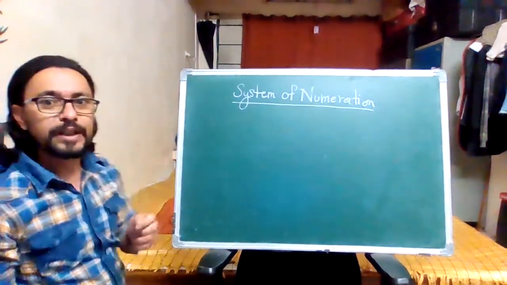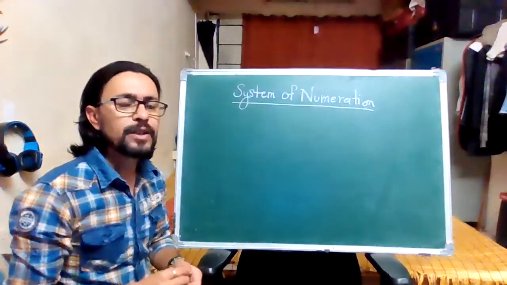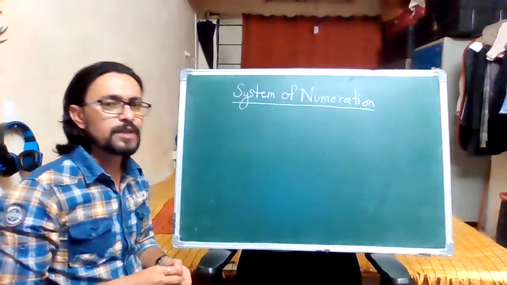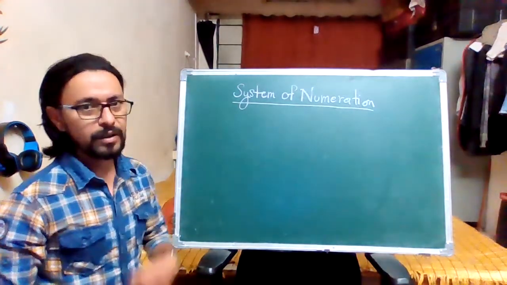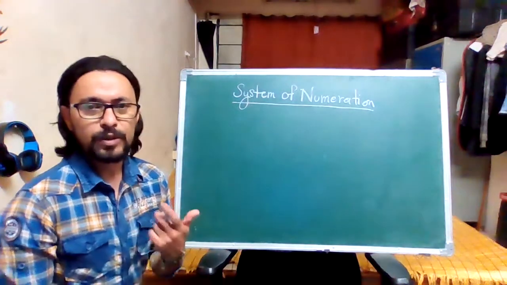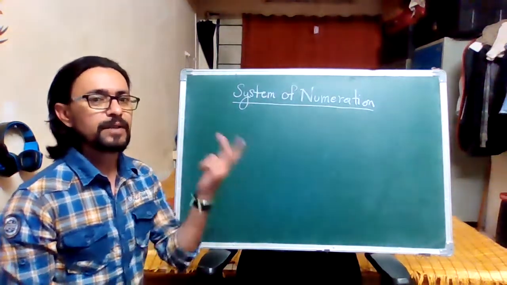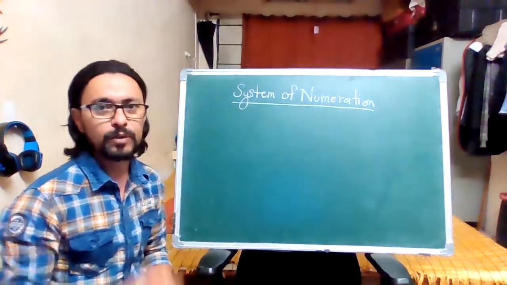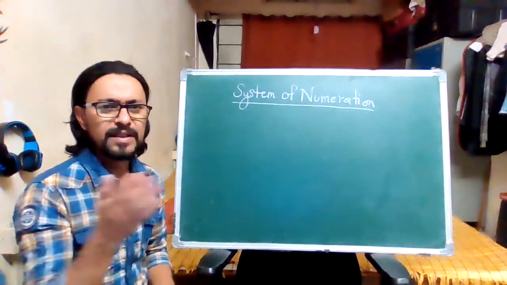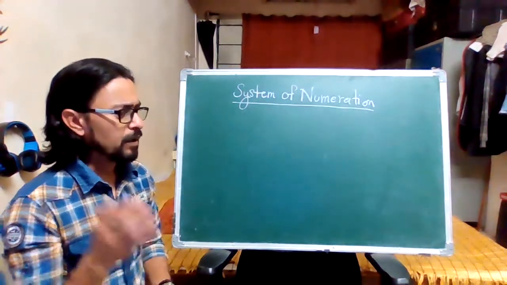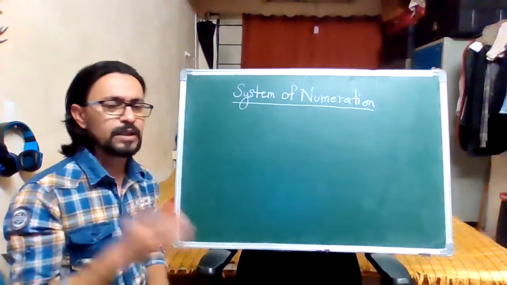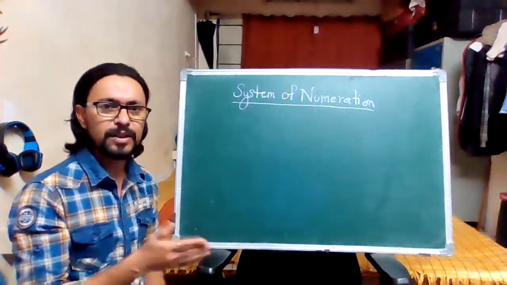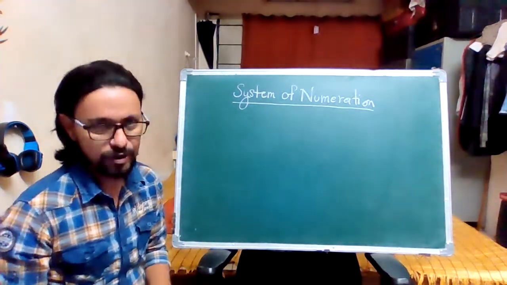The system of numeration that we are going to follow is called the Indian system of numeration. We don't follow the international one because we don't deal with that unless we later on in our lives go for higher business and all. It's very simple. The international system of numeration is different from the Indian system of numeration.